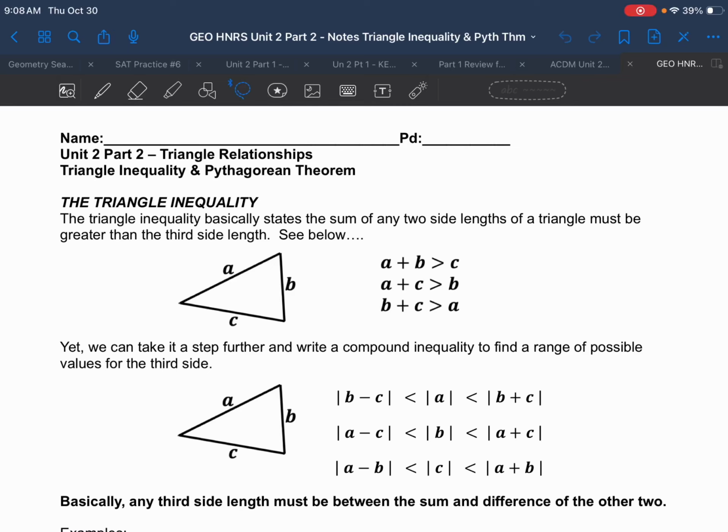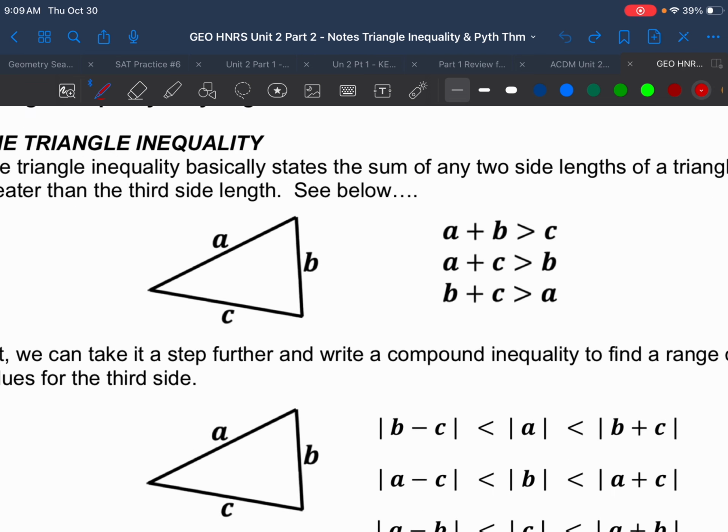Hello everybody, I'm just going to make this video not to really focus on why the triangle inequality works, but I'm just going to work on a couple ways to deal with how it works. So what I'd like to do is pose a few examples to you. The triangle inequality basically says that the sum of any two side lengths must be greater than the third side length.